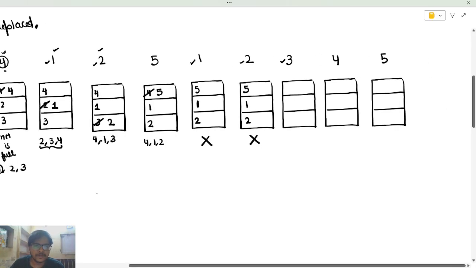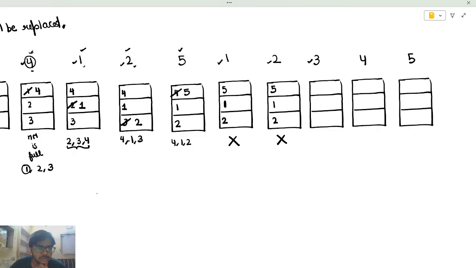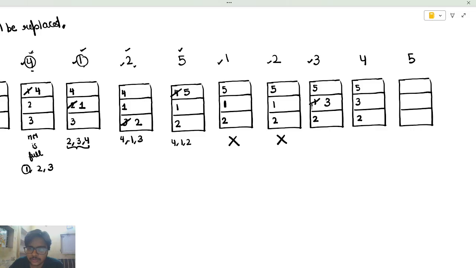As you can see, 5 just recently came at this place, and 2 came here and 1 came here. So out of 5, 1, 2, who came first? The first page, 1, will be replaced by 3. So this is also a page fault. And now 5, 3, 2. Now the CPU requested 4. So out of 5, 3, 2, 3 came here, 5 came here and 2 came here.